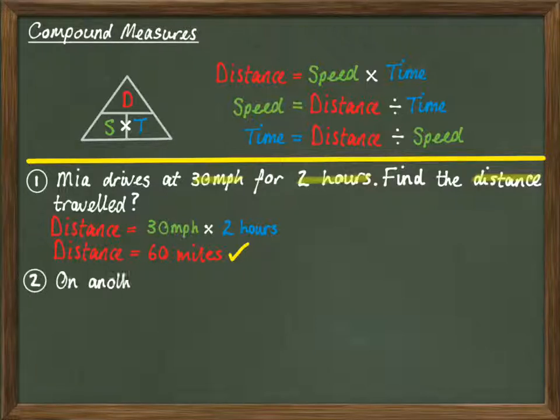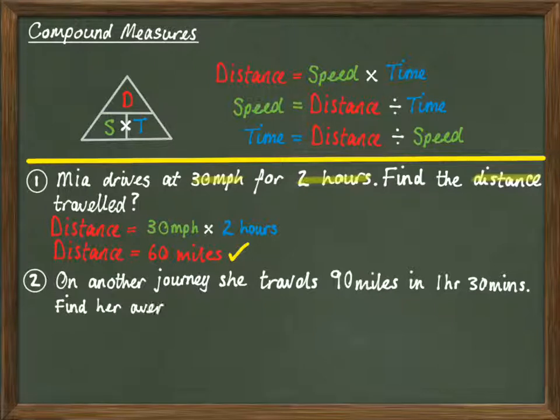Question 2 then, slightly harder. On another journey, she travels 90 miles in 1 hour 30 minutes. Find her average speed. Highlight what's important. So speed, that's what they want us to find. They've given 90 miles and they've said it took her 1 hour 30 minutes to actually do the 90 miles. So speed is what I want to find. So equals distance divided by time. So 90 miles is my distance. I've already put that in.